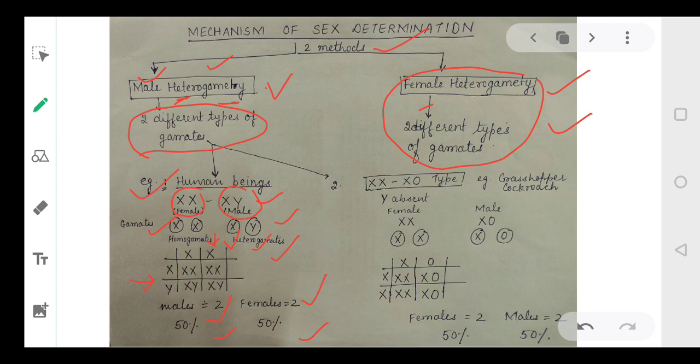Okay. The second example of male heterogamety is XX-X0 type. First was XX-XY type. Second is XX-X0 type. Now this is commonly seen in grasshopper and cockroaches. Now इस केस में जैसा कि आप आसानी से देख सकते हैं Y chromosome absent है. There is no Y chromosome here. Okay. The female is XX and the male is X0.